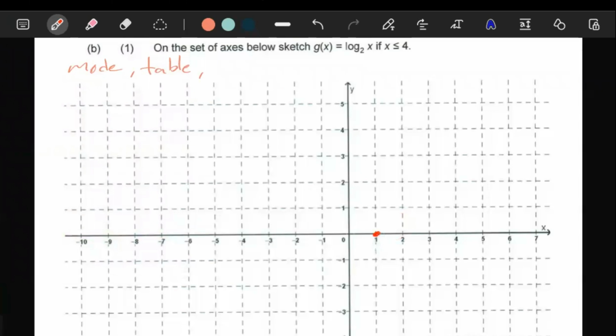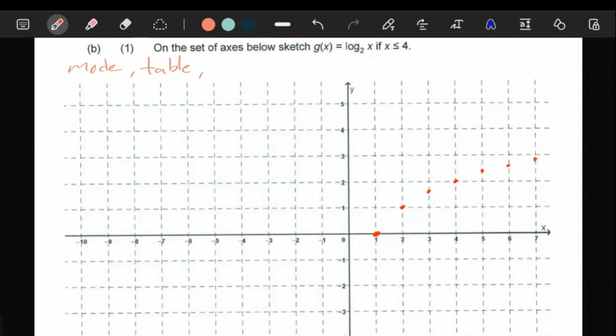So where x is a 2, the y value is a 1. And then where x is a 3, you have just about 1.5 somewhere there. And then where x is a 4, you have a 2. And then you have like 2 point something there. And then you have like 2.5 there. And then you have like 2.7, which is just before 3 there.